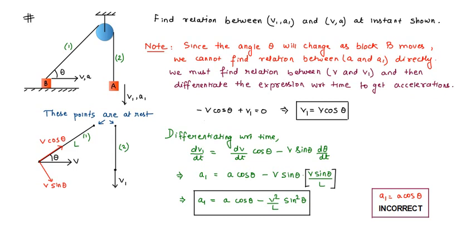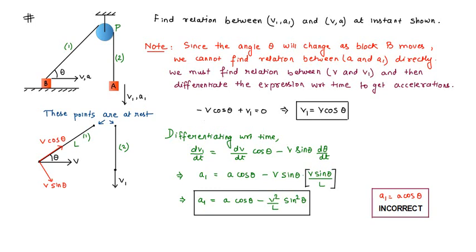So if block A is moving downward with velocity v1, then the bottommost point of segment 2 will also have a velocity v1 in the downward direction, and the topmost points will be at rest because they are in contact with this pulley P, and pulley P is at rest, therefore these 2 points will also be at rest.